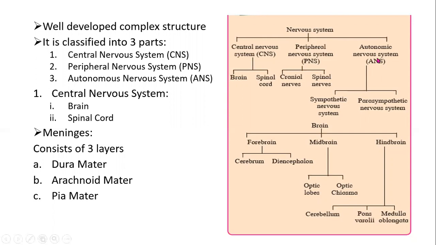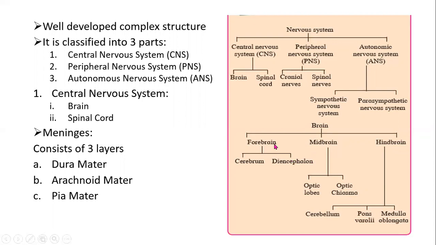Then autonomous nervous system, having the two types, that is sympathetic nervous system and parasympathetic nervous system. If we see the brain having the division into three parts, that is forebrain, midbrain and hindbrain.